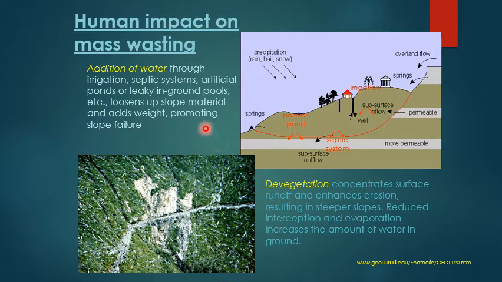Addition of water through irrigation, septic tank systems, artificial ponds or leaky pools can loosen up slope material and add weight, promoting slope failure. The removal of vegetation concentrates surface runoff and enhances erosion, resulting in steeper slopes, reduced interception, and evaporation, and increases the amount of water in the ground. Meaning, if you're going to pave all the areas in your surroundings, then the infiltration of water is reduced. And therefore, it can impede water flow that can result in landsliding.